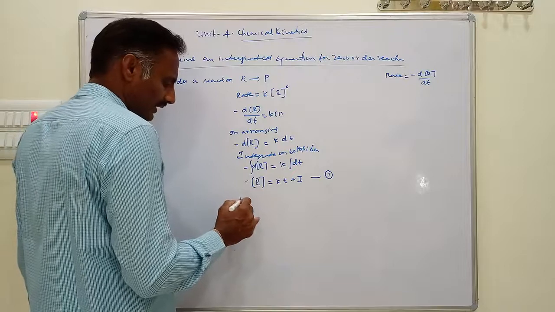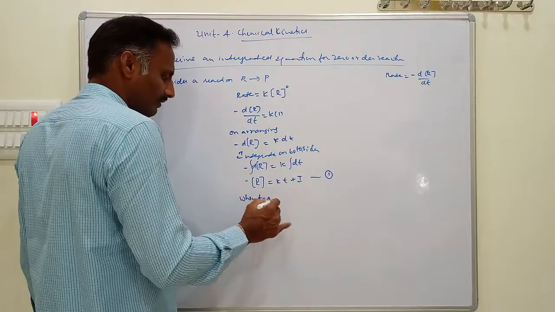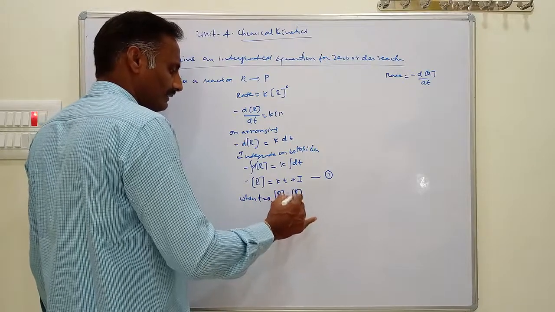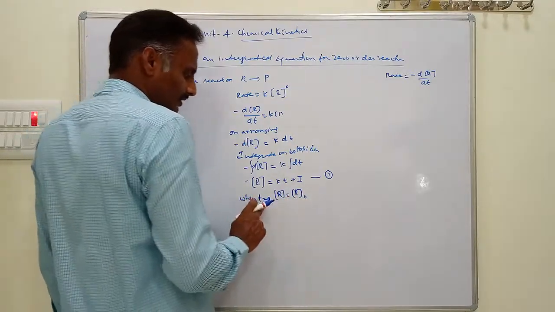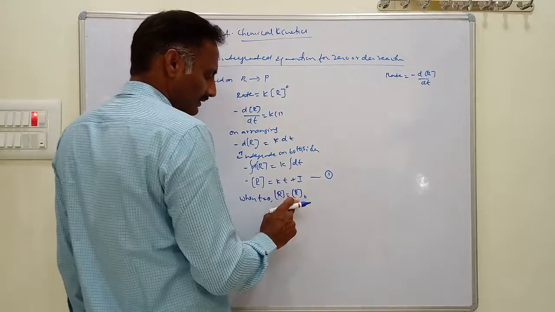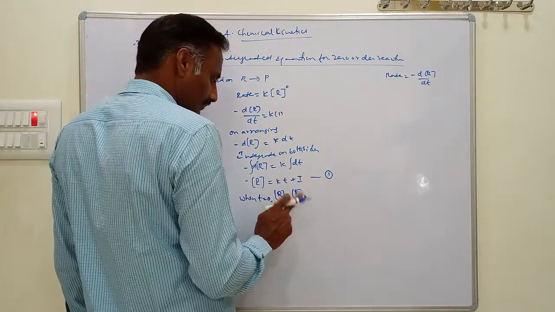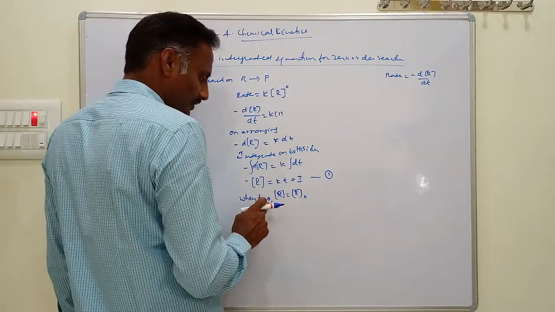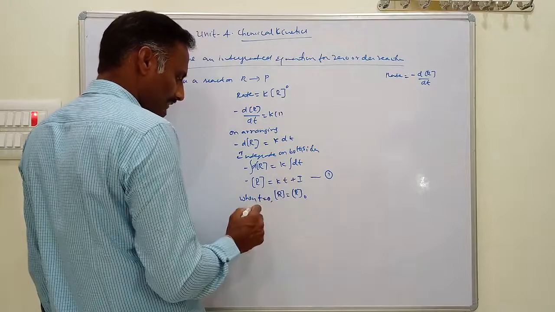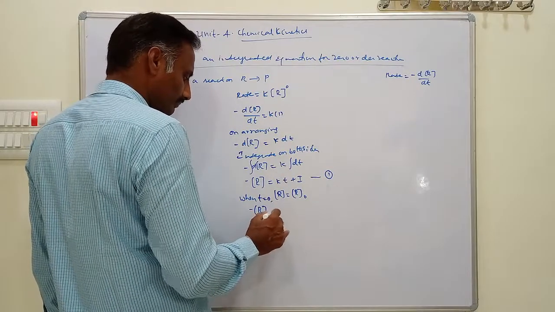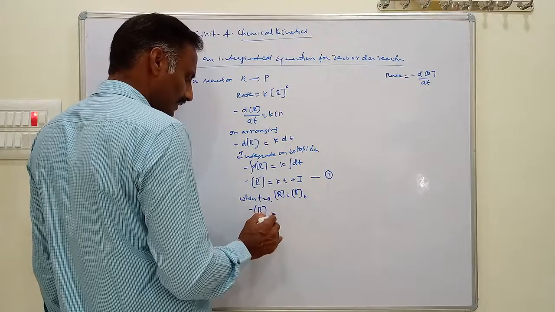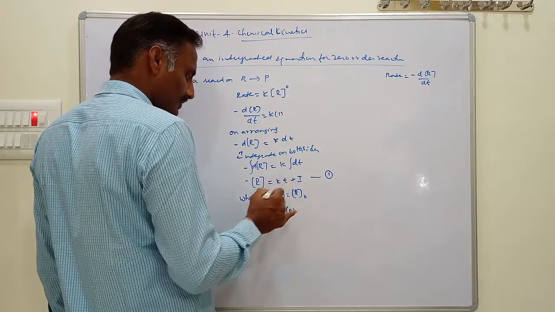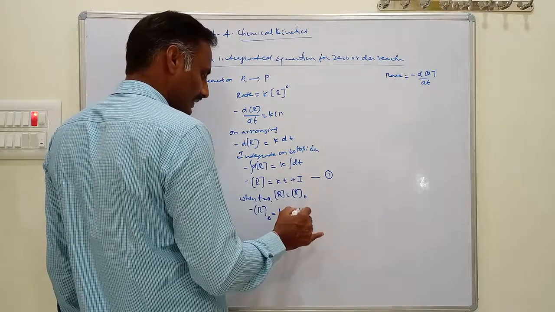Then when time equals 0, the concentration of R equals R naught. When time equals 0, the concentration of R equals R naught. Substitute R naught in place of R, and when time equals 0, you will get the I value: minus R naught equals k into 0, plus I.